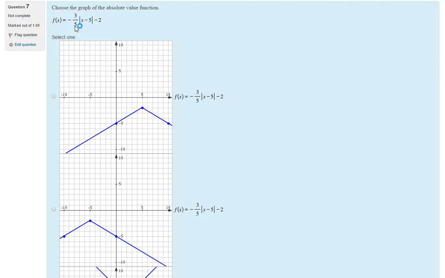a is -3/5, so the right leg has a slope of -3/5. h is +5, k is -2. So h is +5, so shifted right by 5. k is -2, so down 2. Now let's check the slope. It's got to be -3/5, so we're going to rise by -3 and run by 1, 2, 3, 4, 5. Perfect. Remember, you always have to start at the vertex when you're calculating the slope.